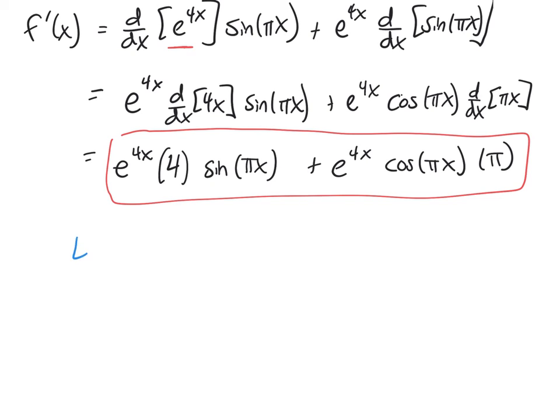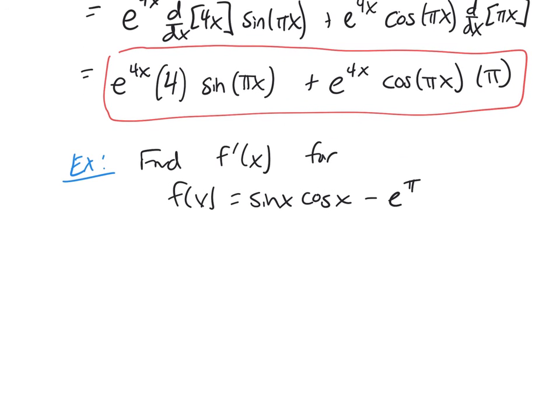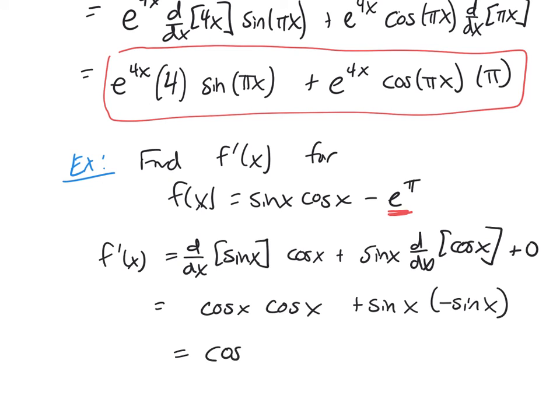And let's look at one final example here. Find f prime of x for the function sine x cosine x minus e to the pi. So for the first one, you're going to have to use the product rule. The derivative of sine times cosine plus sine times the derivative of cosine. Now notice e to the pi here, it has no x in it. It has no variable. So in the end, that's just a constant, and the derivative of a constant is 0. So here I'm getting cosine. The derivative of cosine is a minus sign, so I'm getting cosine squared minus sine squared. And that's my derivative.